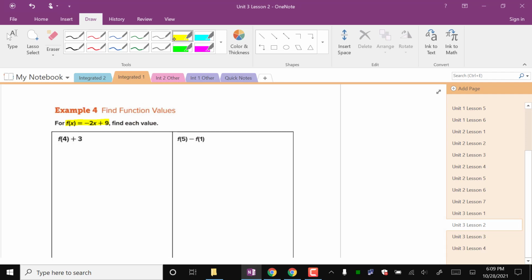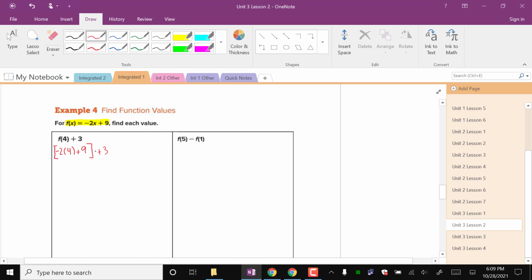Find each value. So what I'm going to do is look at what they tell me. They say f of 4 instead of x. Now we're going to put 4 in there, and we're going to add 3 to it. So I'm going to take this equation and put 4 in the spot of x. That gives me negative 2 times 4 plus 9, because that's what f of x equals. Then it says take that and add 3 to it, plus 3.